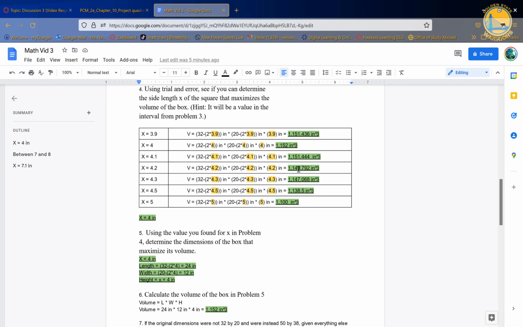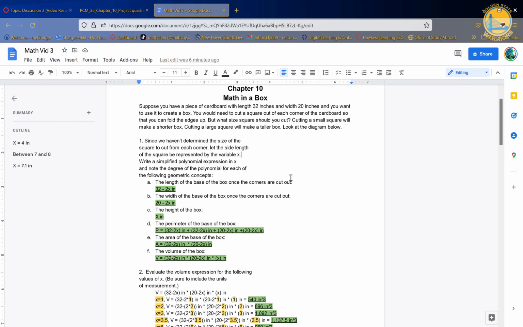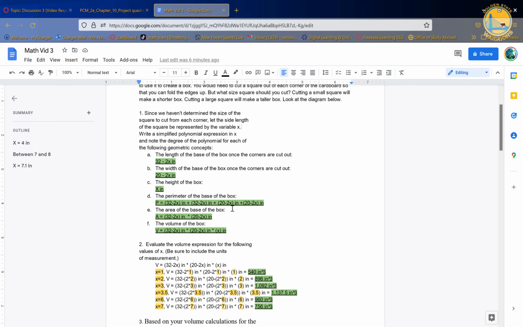So, number 5, using the value you found for x in problem 4, determine the dimensions of the box that maximizes its volume. So now we know what x is. X equals 4 inches. Now if we go back up, we remember the length and width. The length equation was 32 minus 2x inches, and the width was 20 minus 2x inches.